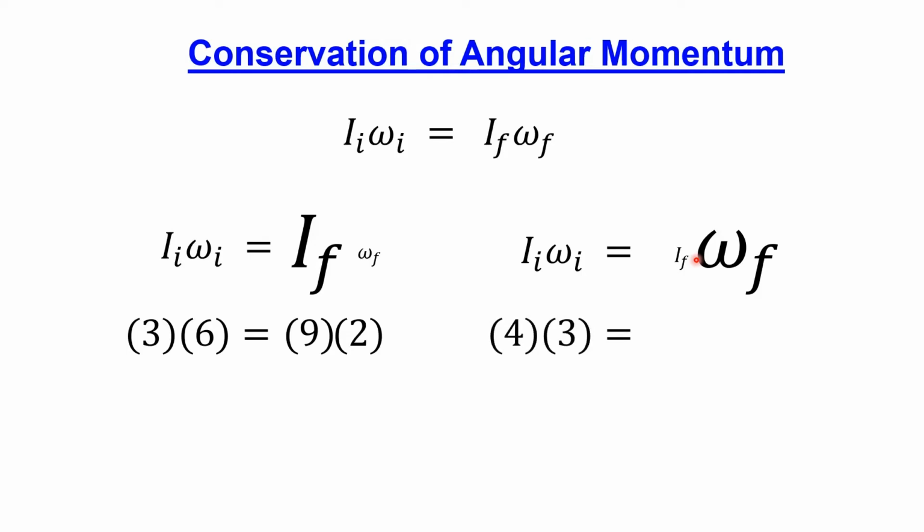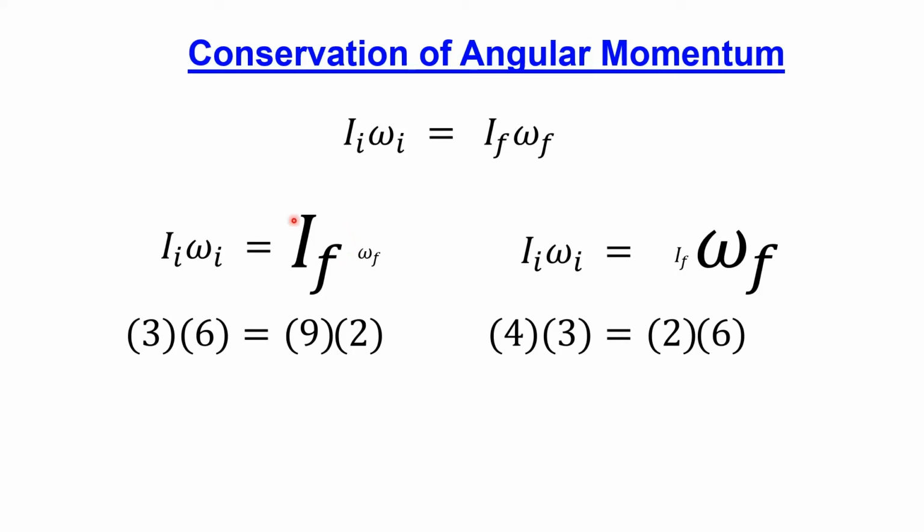So here I'll use different numbers. So let's say I started with 4 and 3, so together they make 12. And then I cut my rotational inertia to 2, so I cut it in half. That means I have to double my angular speed. So together they still equal 12.